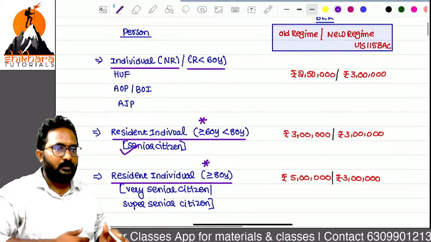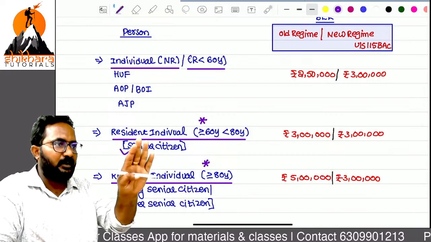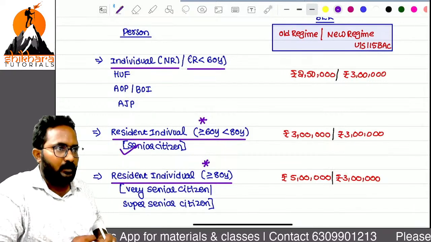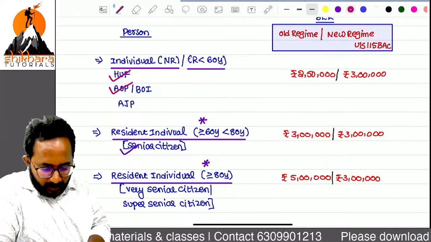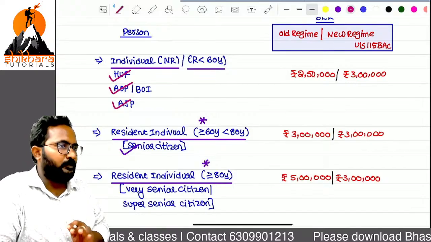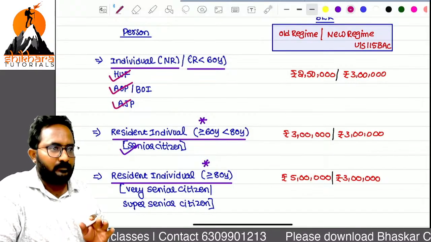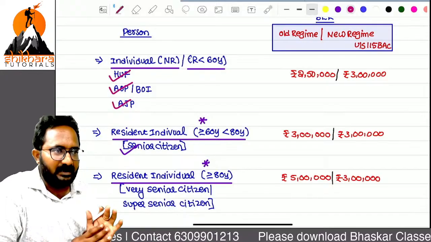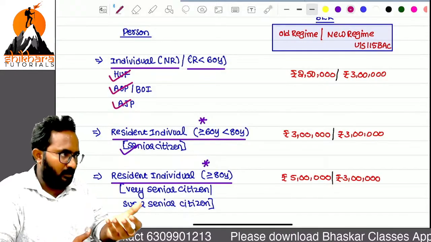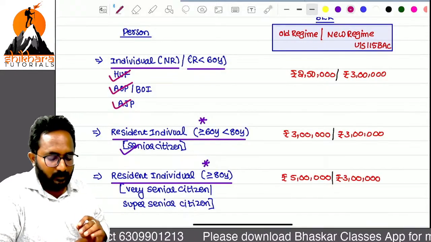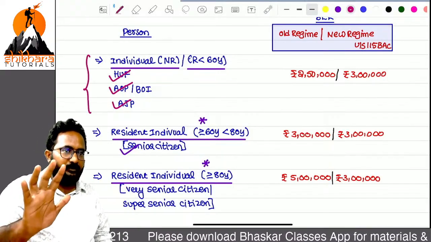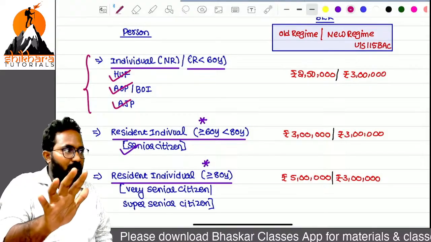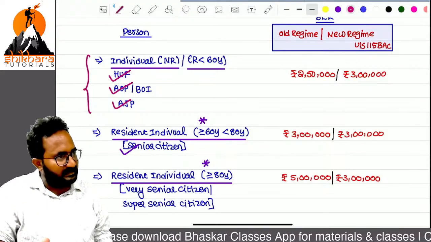Next, in the person definition, individual we have categorized. Now, next HUF, AOP, BOI, AJP. For this, don't check anything. Yes, these are all not age factors because these are not natural born persons. For this, we can remember it as one category: individual non-resident, individual resident having less than 60 years.